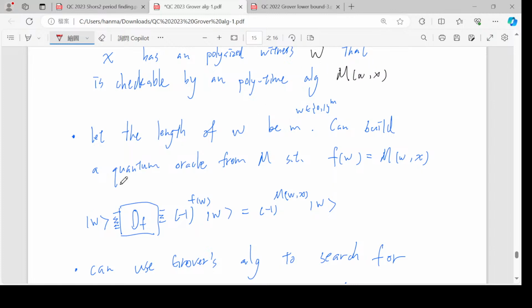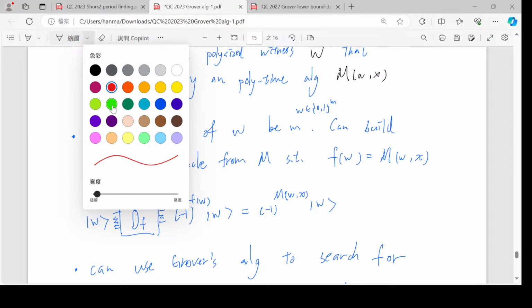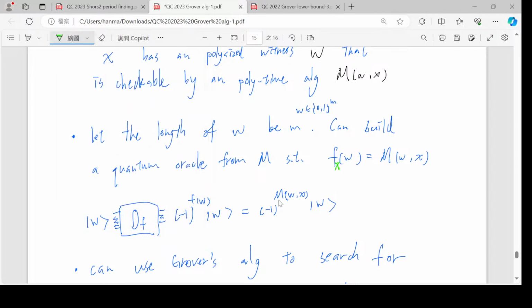Then you build this as a quantum circuit, and then you run it as an oracle, and you can do global search. So f of w is where you fix on x. This f actually depends on x, so it's kind of like f sub x of w. You can build this as a quantum circuit, think of it as a quantum oracle, and then you can do global search on it.